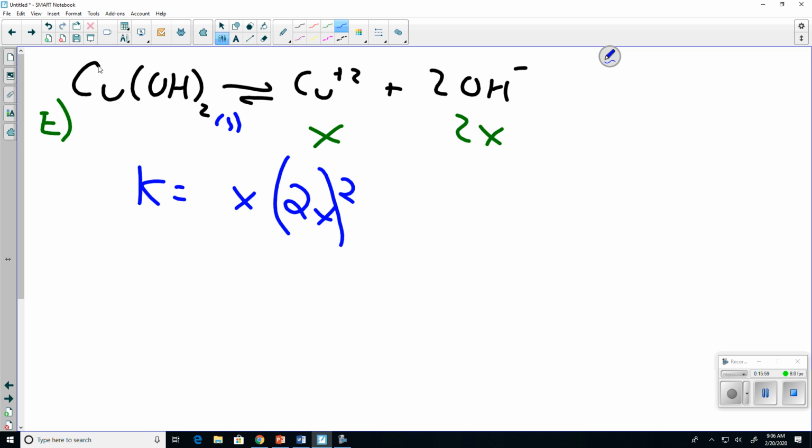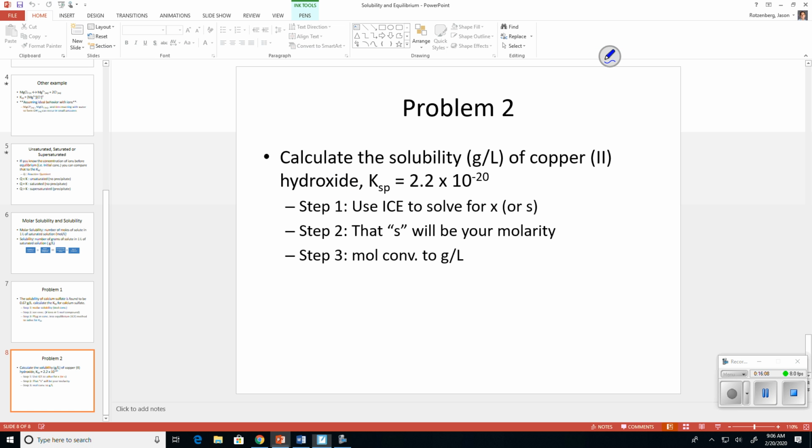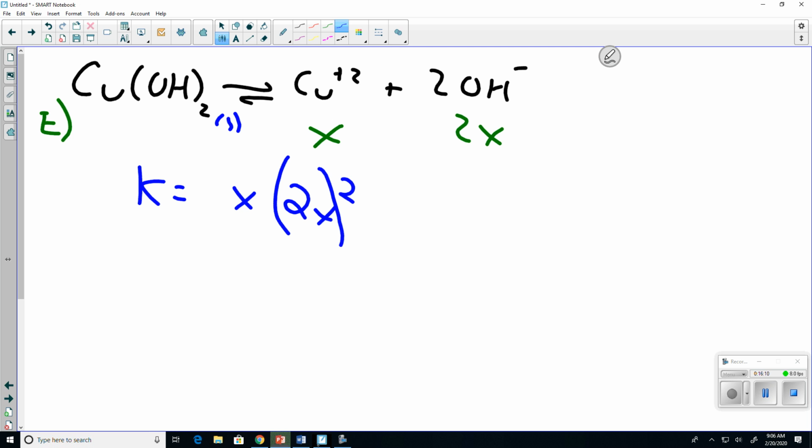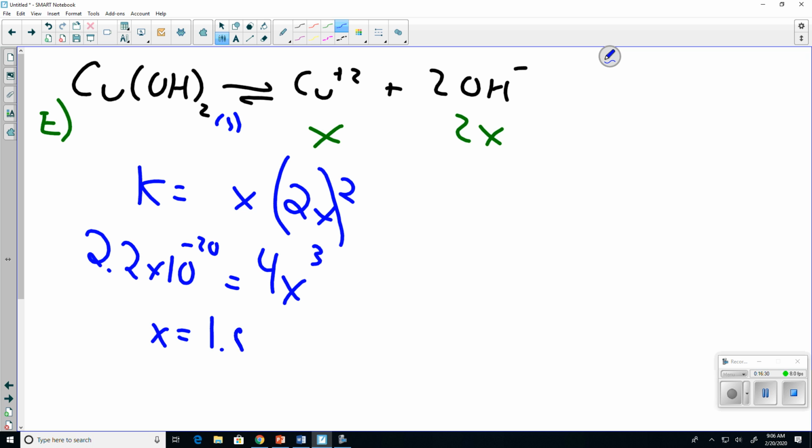So, K value was given to us in this problem. That was 2.2 times 10 to the negative 20th. Let's look back here. 2.2 times 10 to the negative 20th. This would equal 4x cubed. Divide by 4, take the cube root. This would give you an x value of 1.8 times 10 to the negative 7th.